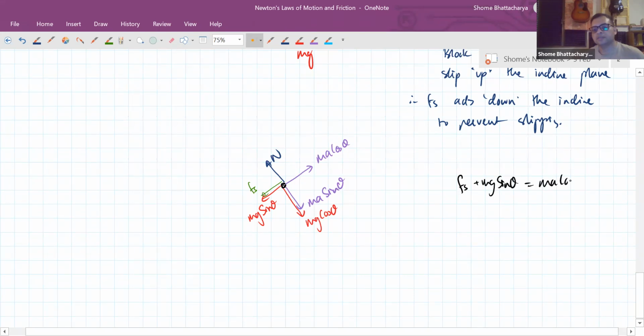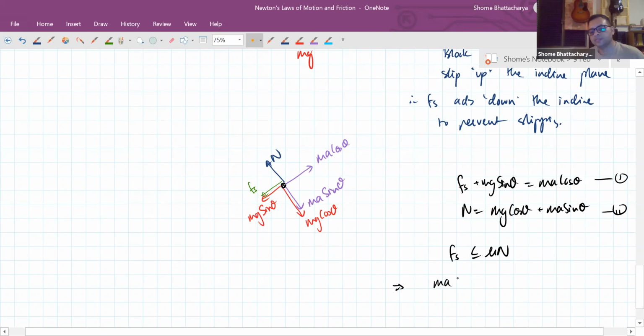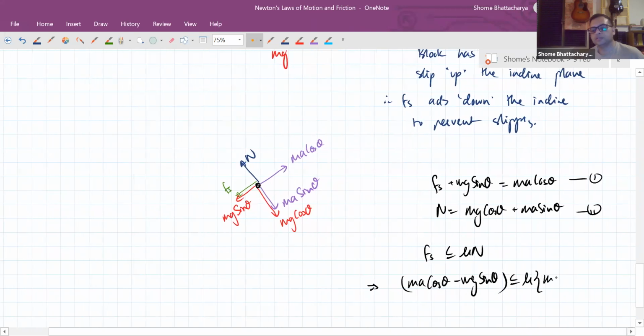balance ma cos theta, and normal reaction balances mg cos theta plus ma sin theta. And we have the limiting condition on friction, that friction is less than or equal to mu N. So we substitute from both these equations that required static friction is ma cos theta minus mg sin theta. That should not exceed the limiting friction available, which is mu into normal reaction, which is mg cos theta plus ma sin theta, and we proceed this way.